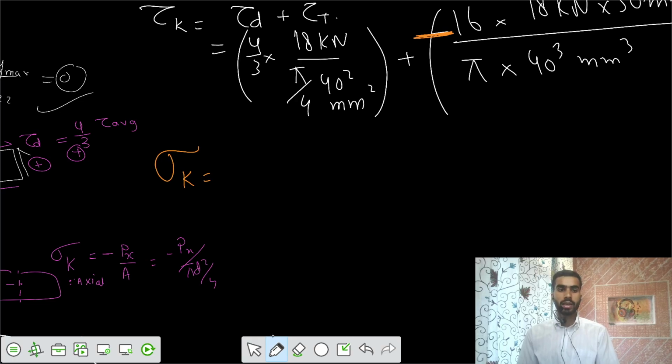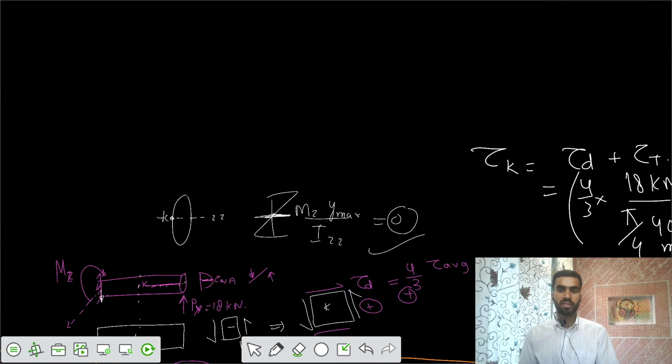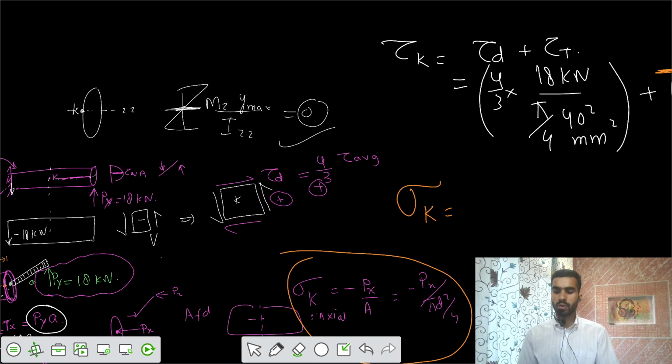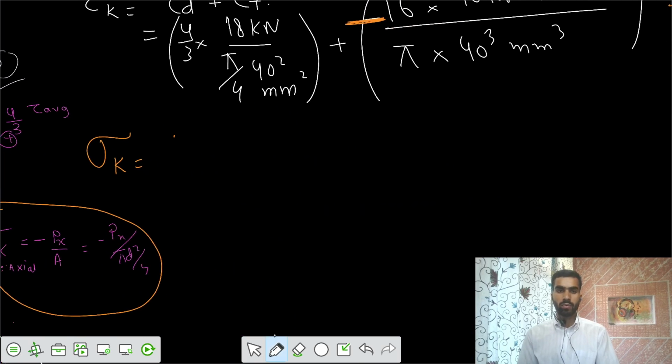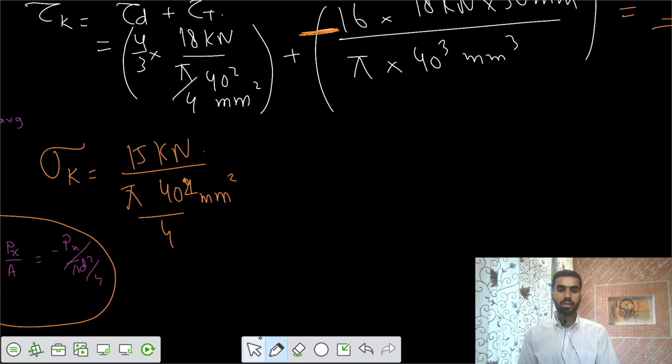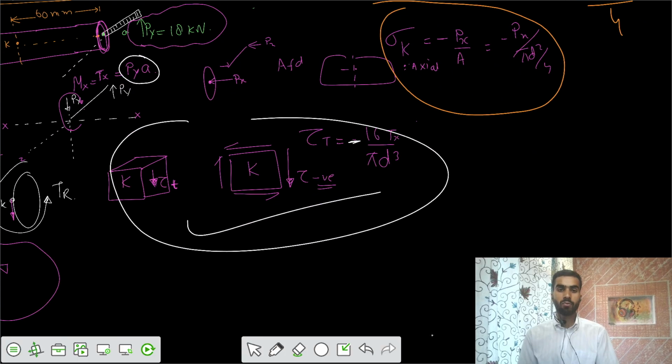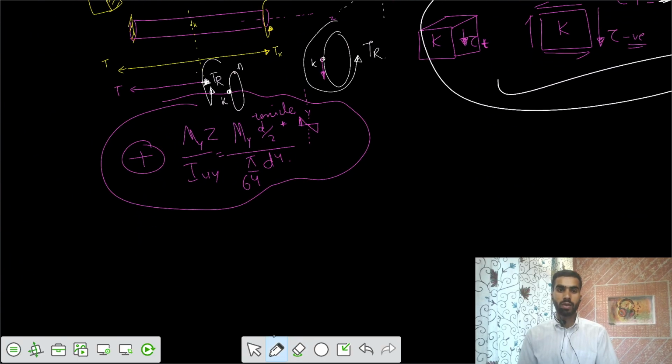One is your direct axial stress, that's Px. What is the value of Px? The Px value was 15 kilonewton. So 15 kilonewton by pi d square by 4 millimeter square. And that's compressive, negative. And plus, because of the effect of My by I, we can write 32 My by pi d cube.